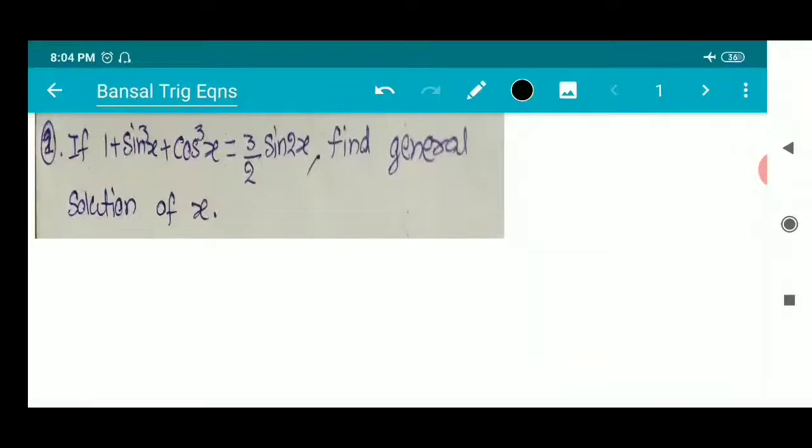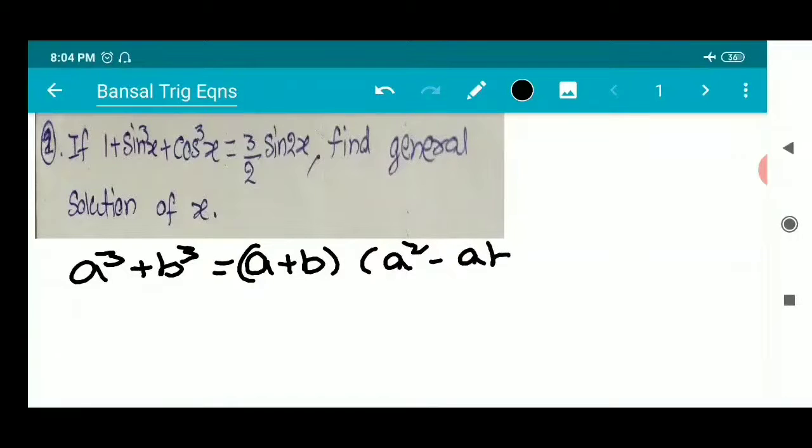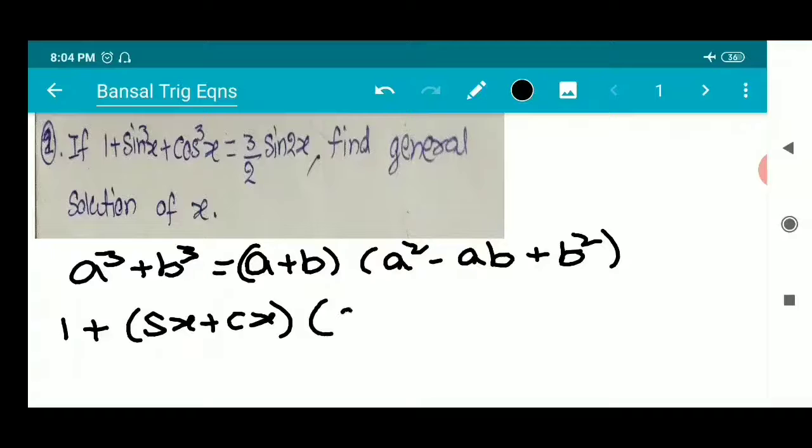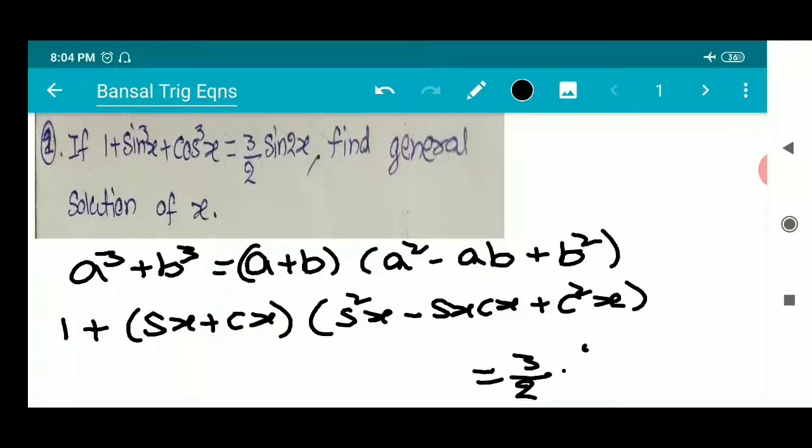Okay, so here what is the a cube plus b cube formula? That is (a plus b) into (a square minus ab plus b square). So there sin cube x plus cos cube x is given, so I will use this formula only, that is 1 plus (sin x plus cos x) into (sin square x minus sin x cos x plus cos square x) equals 3 by 2 into what is sin 2x? 2 sin x into cos x.